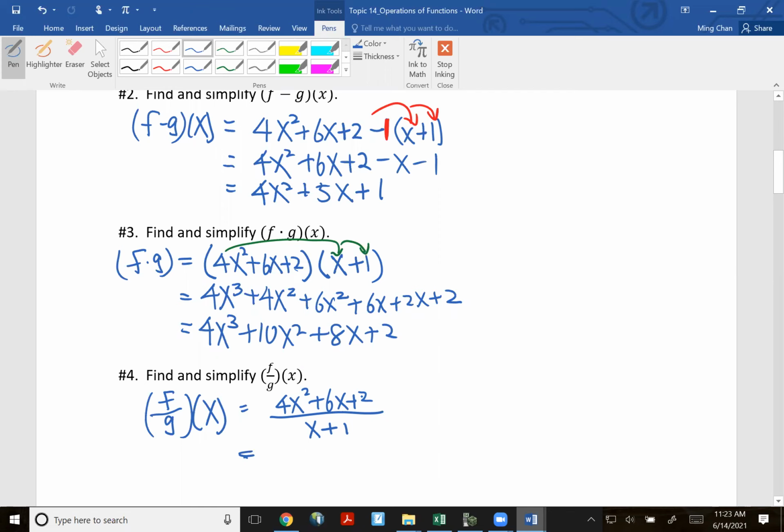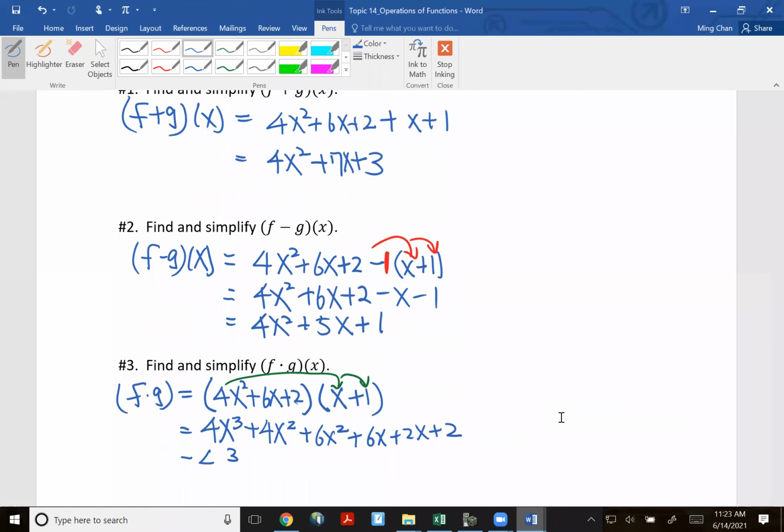So I'm going to try to factor the top. I don't know if it's factorable or not, but I need to try it. See if I can factor into something that can cancel out with the x plus 1. So the greatest common factor is 2. I know that. So that's 2x squared plus 3x plus 1. So if I factor again, oops.